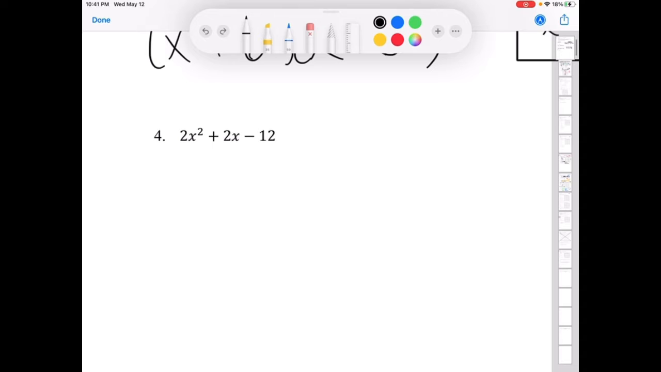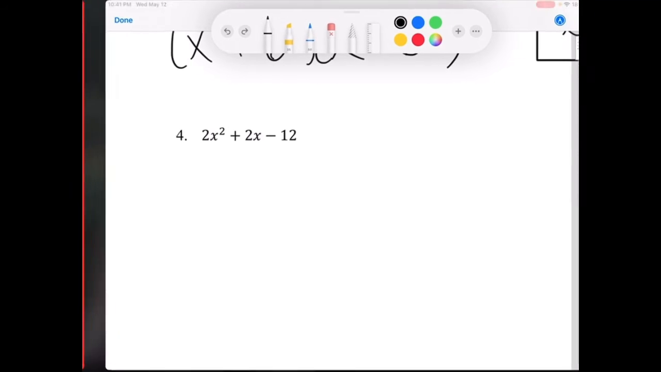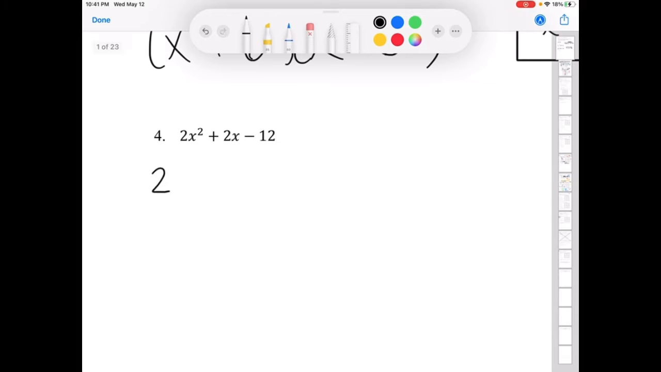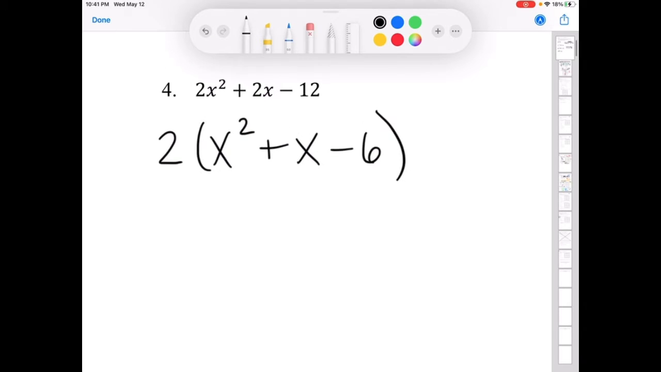On number 4, we're going to move on and we're going to say, okay, well, I know these are all even numbers, 2, 2, and 12, so I can factor out a 2. So I know my x squared times 2 will give me my 2x squared. I know that plus x, so x times 2 is going to give me that 2x, and I know that negative 6 times 2 is going to give me that negative 12.